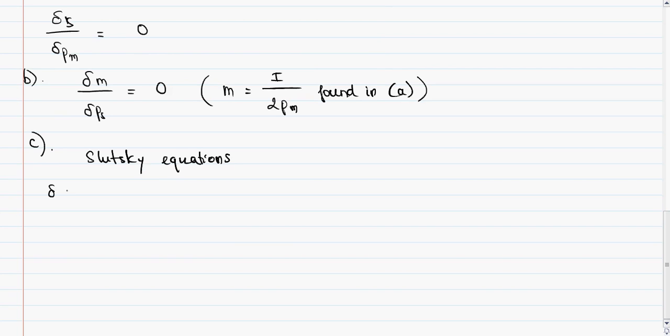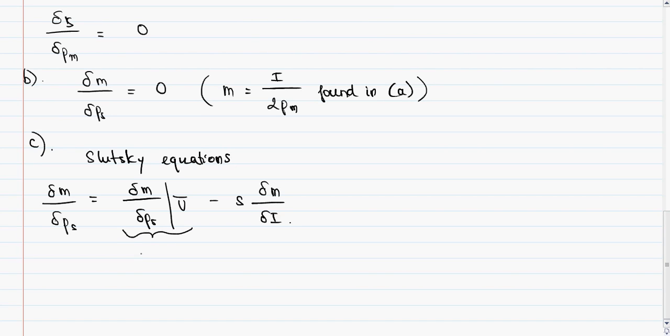Okay, so the Slutsky equation for M, which is the change in the quantity demanded for M on the change in the price of S, will be equal to the change in M on the change in the price of S, such that the utility is constant, minus S times the change of M on the change of I. The first term here will be the substitution effect, and the second term here, including the negative sign, will be the income effect.